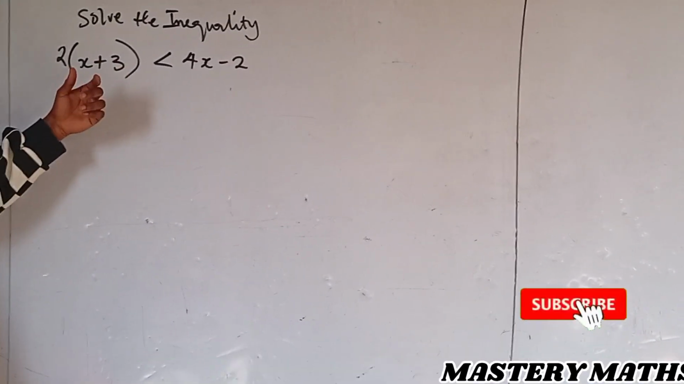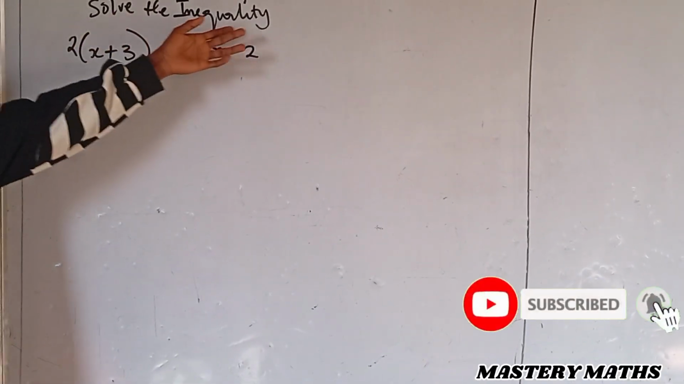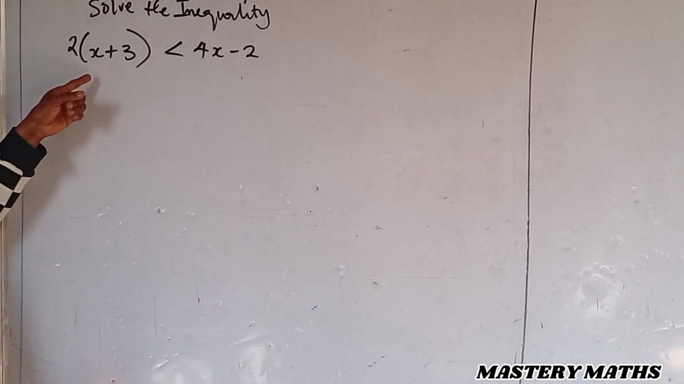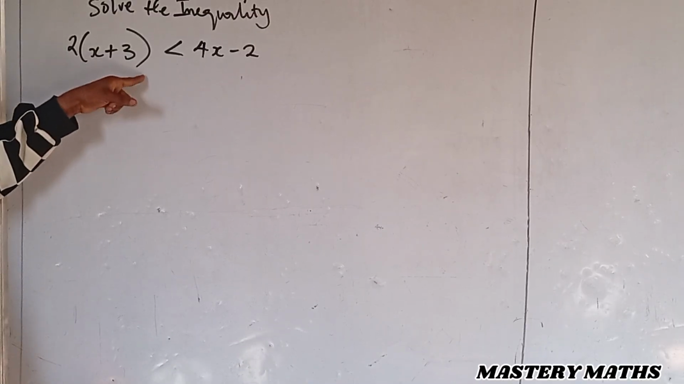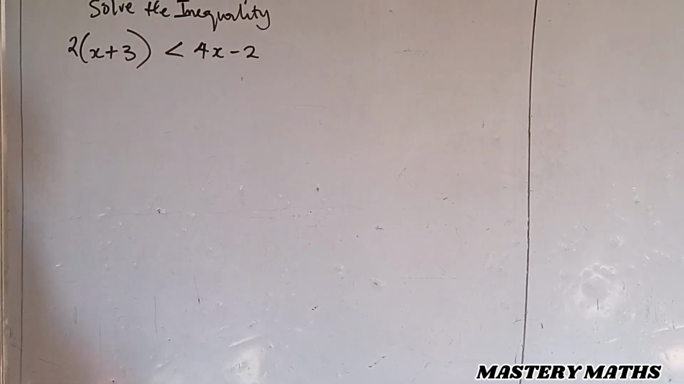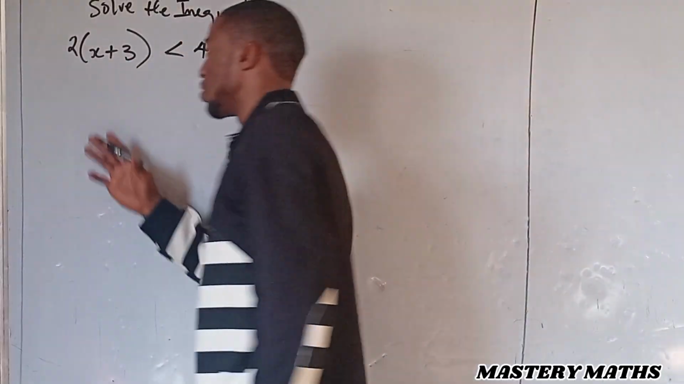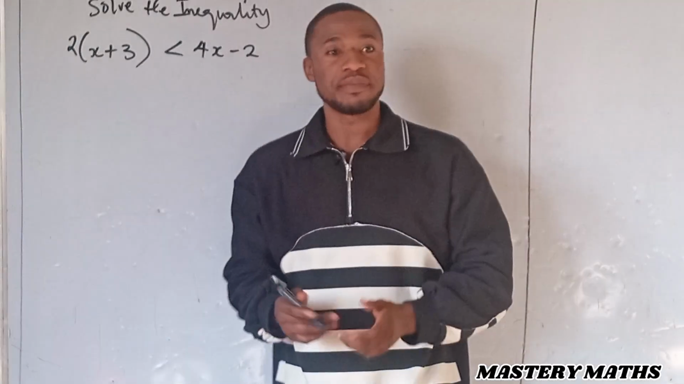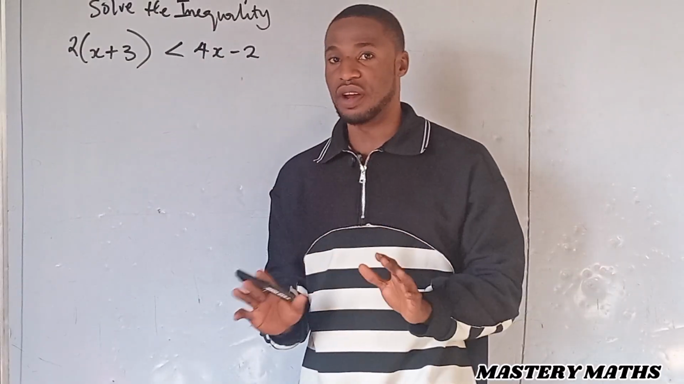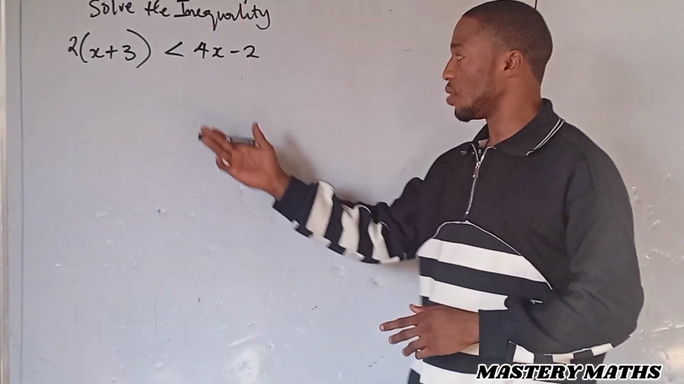On the board, you have: solve the inequality. You have 2 open the bracket, x plus 3, close the bracket, then you have your less than sign, 4x minus 2. When you see something like this on the board, you don't need to waste time. All you need to do is just what? Go through it, trash it. Very simple. Now, what should we do here?